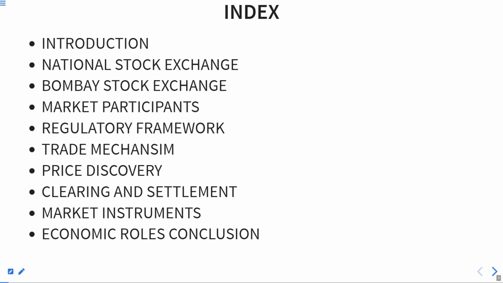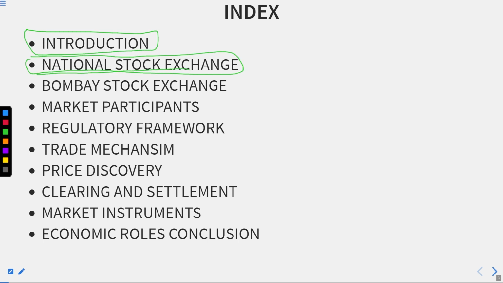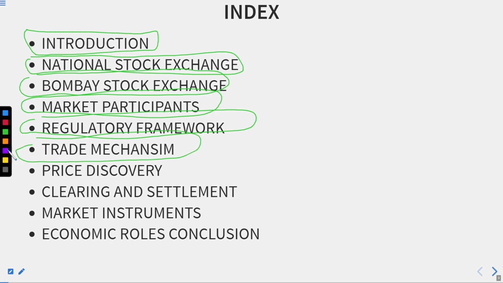So students, as we know, we are covering the financial system, and basically we are covering the Indian stock market, right? These are the topics we have scheduled for the discussion: the introduction. Let me highlight them so that you can understand properly. The introduction, the National Stock Exchange, the Bombay Stock Exchange, the market participants, the regulatory framework, and the trade mechanism.